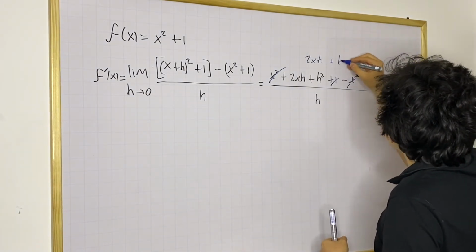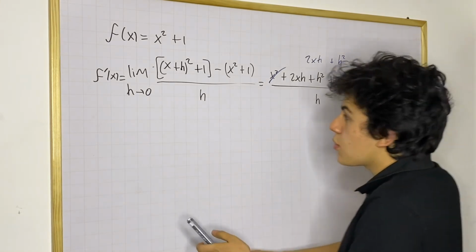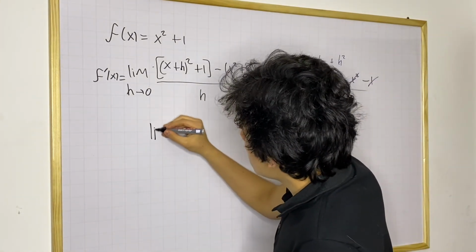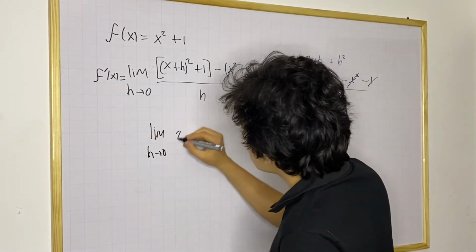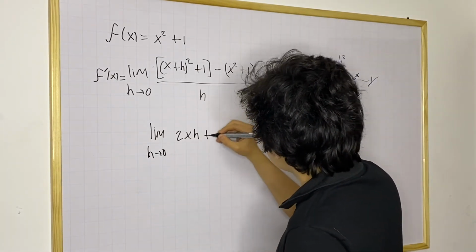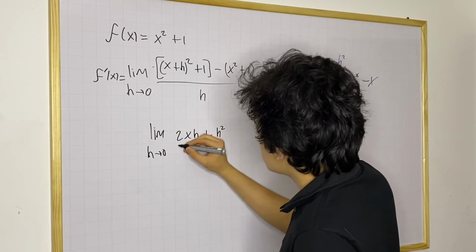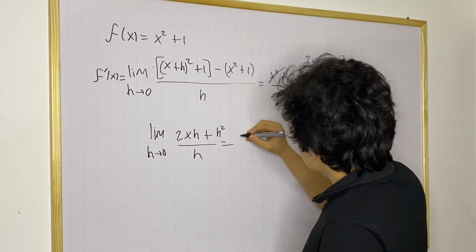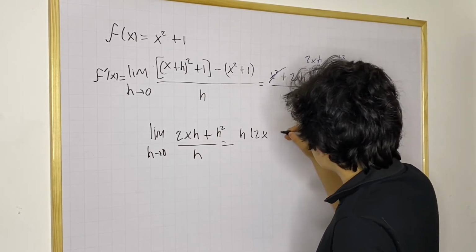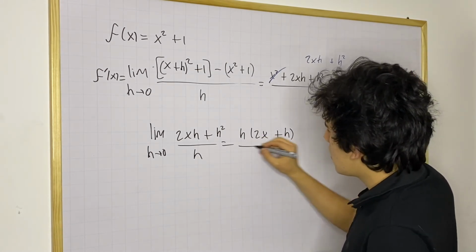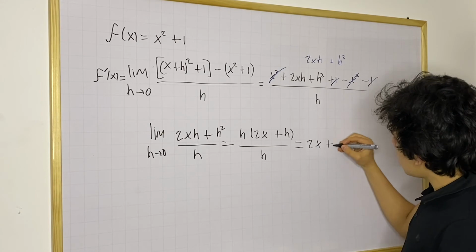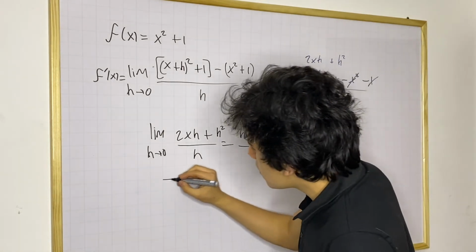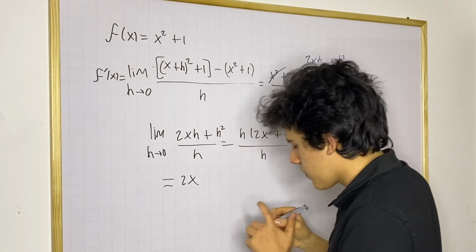And now you know how to solve this. It's pretty simple. So now you say the limit as h approaches 0 of 2x times h plus h squared, divided by h. You take out h, and now this is just going to be 2x plus h, which is simply going to be 2x.